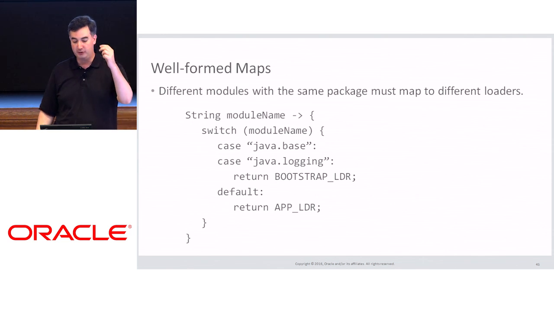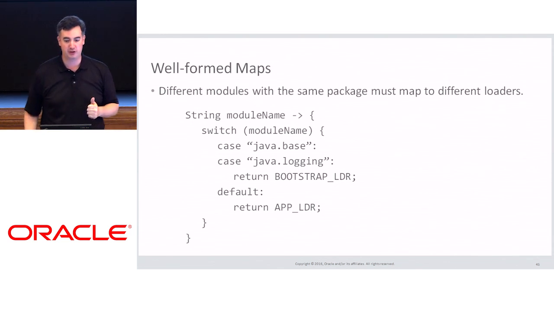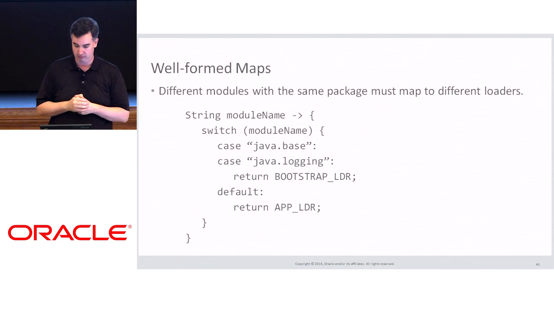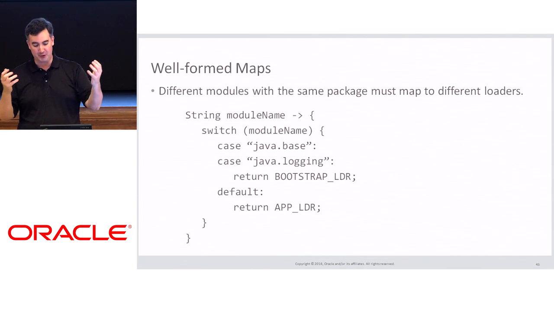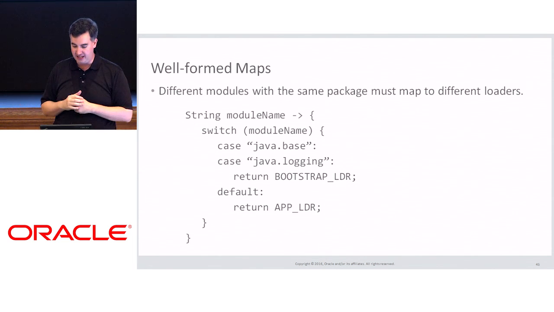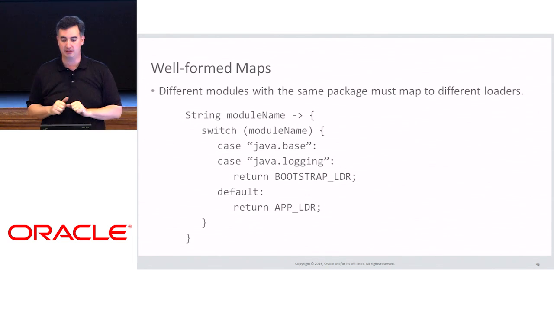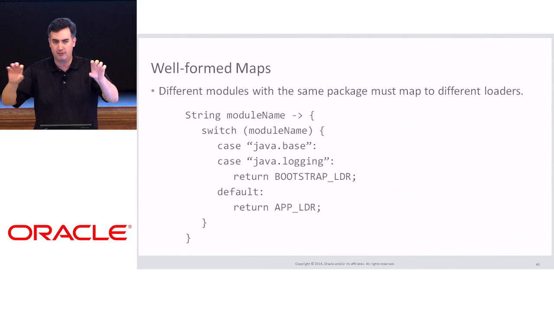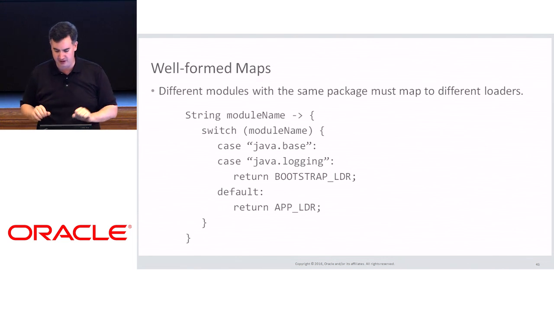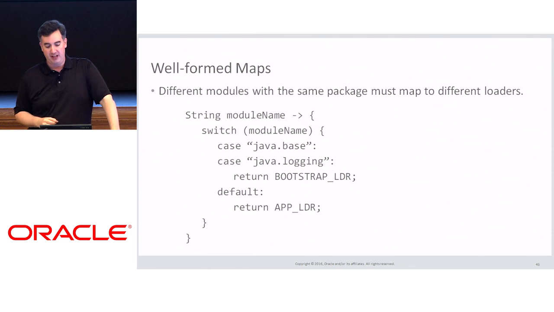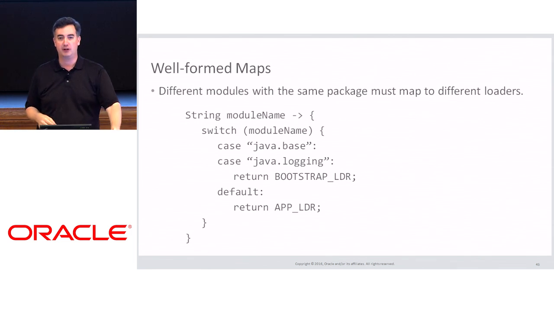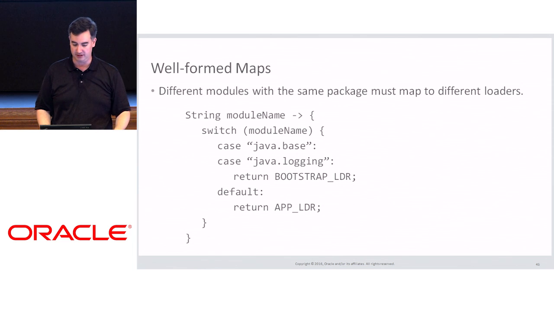Recall that a layer includes a module graph, for which we saw two constraints, and a mapping from modules to loaders. The main constraint on the mapping is that if different modules in the graph have a class called C, then those modules must be mapped to different loaders. Perhaps these different modules in the graph have the same internal packages, so they must go in different loaders. Actually, more conservatively, we say that if different modules in the graph have the same package, not just the same class, they must be mapped to different loaders.